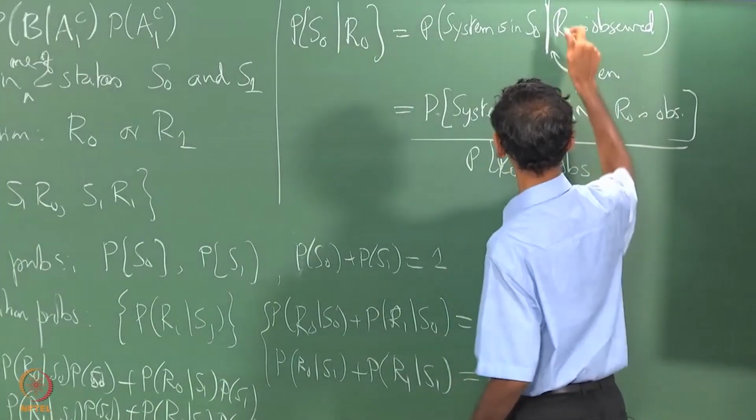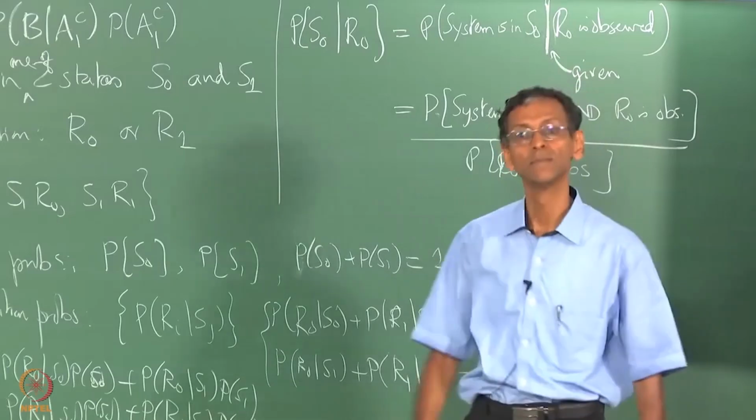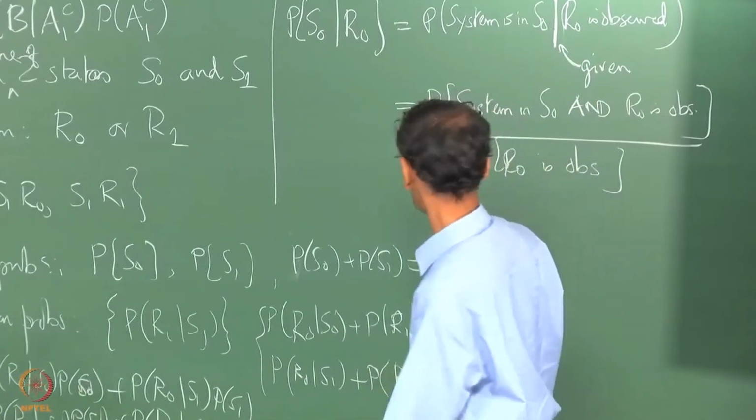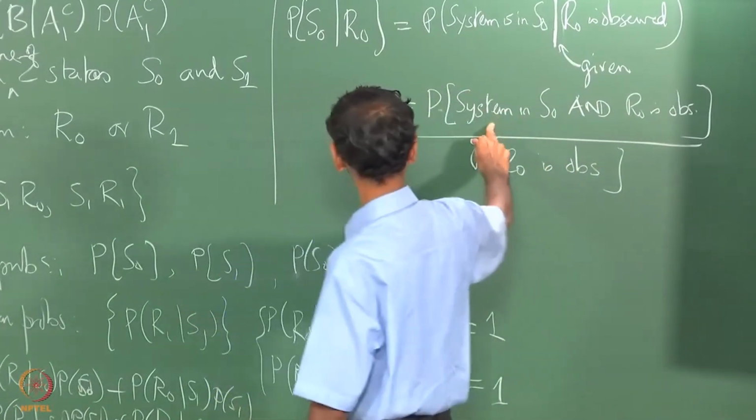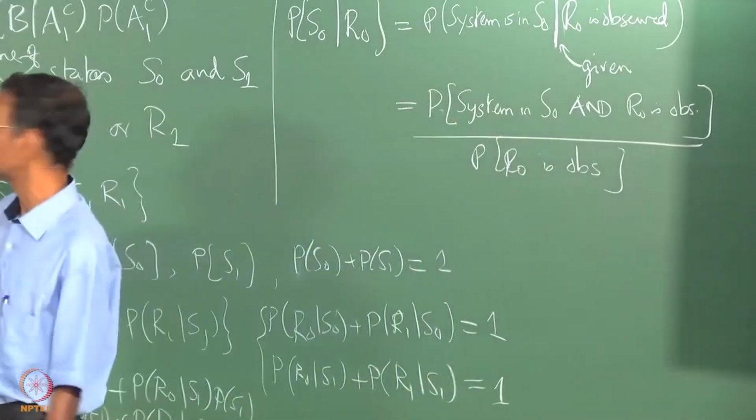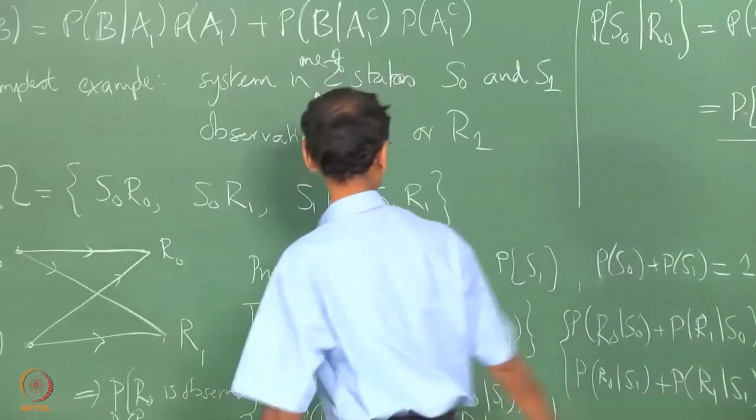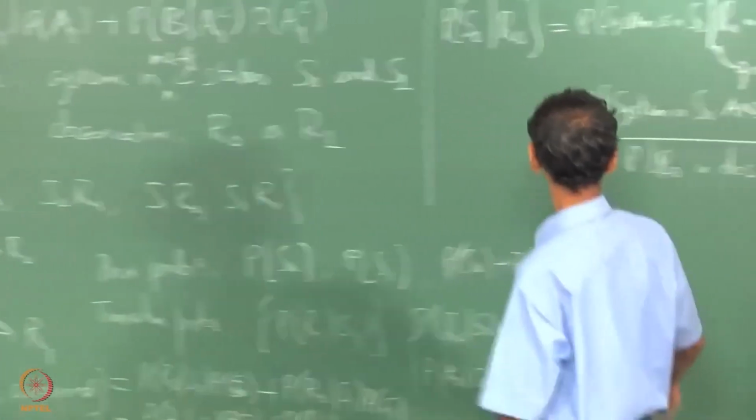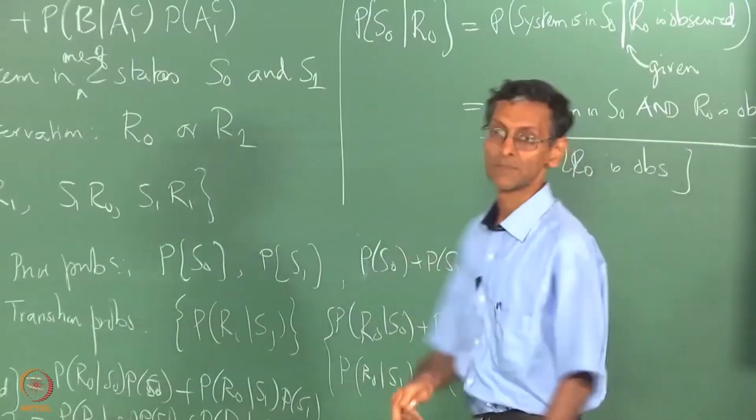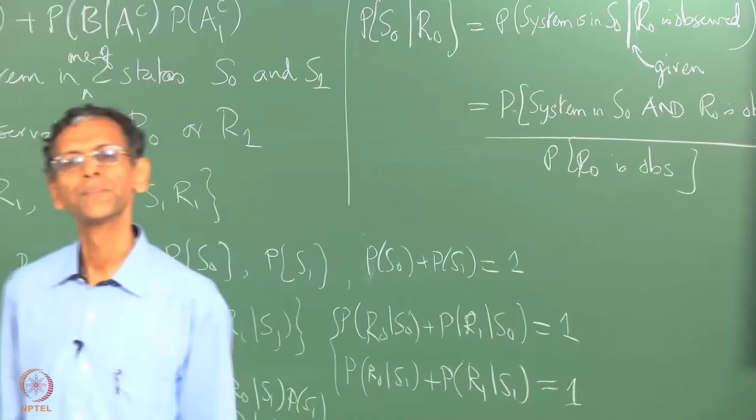So note the difference between this vertical line and this joint probability. This joint probability is the probability of this point, and always this is going to be smaller than this.